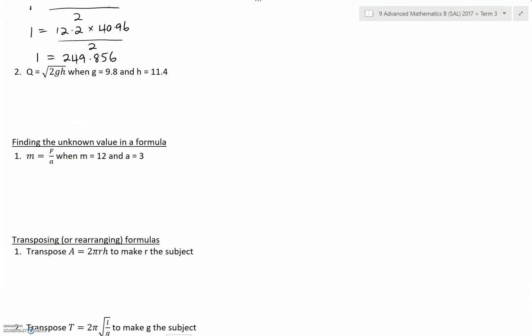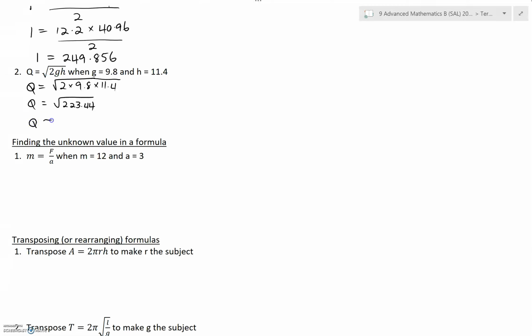Okay, let's have another go at substituting into another problem. So this time Q equals the square root of 2gh when g equals 9.8 and h equals 11.4. So obviously if we know g and h, we're trying to find q. So in this case, q equals the square root of 2 times 9.8 times 11.4. I'm just going to extend that square root sign so it covers all of it. So the first thing we need to do is simplify that little sum that's under the square root sign, because we need to do that first before we take the square root of the final answer.